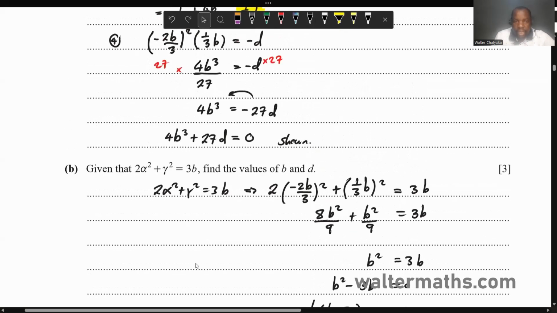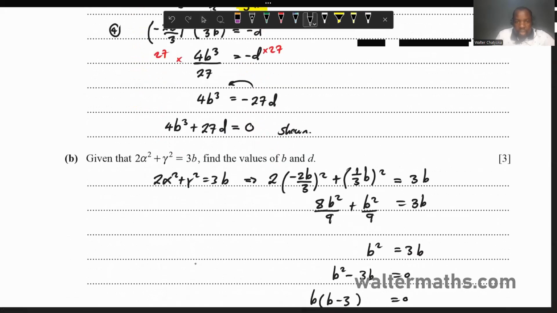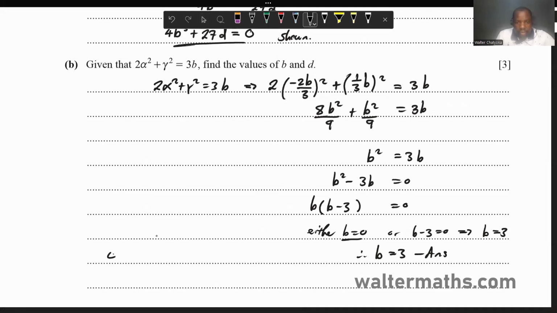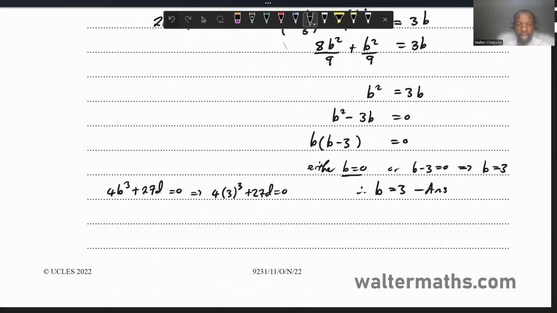And to find d, if we take the original equation here, we can have 4b cubed plus 27d equal to 0, which is 4 of 3 cubed plus 27d equal to 0. So 27d is equal to minus, and 4 times 3 cubed, that's 108. And if we divide both sides by 27, we get d to be minus 4. So we now have the value of d to be minus 4 and the value of b to be 3. So that's how we do it for this particular question. Let's move on to the next one.